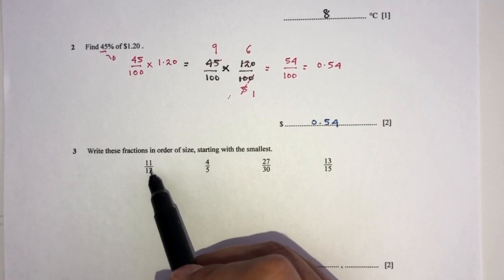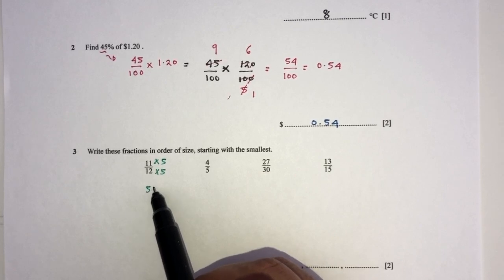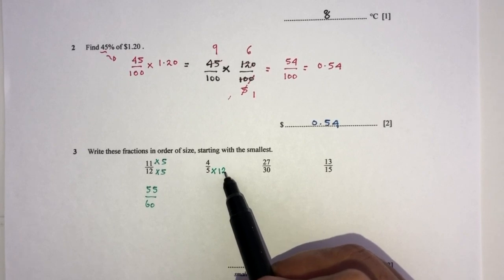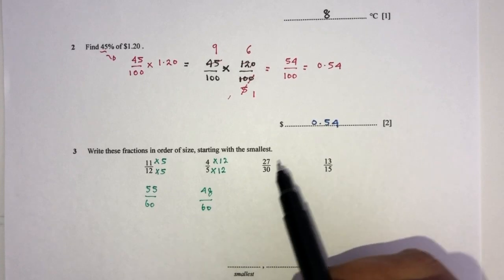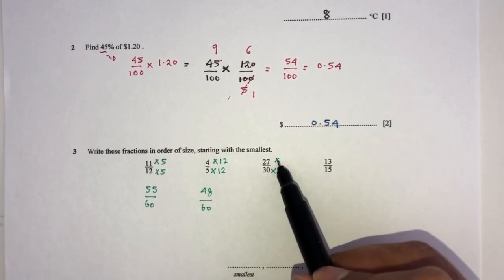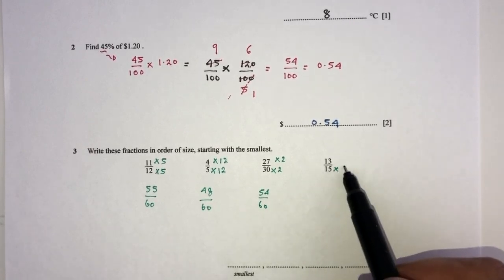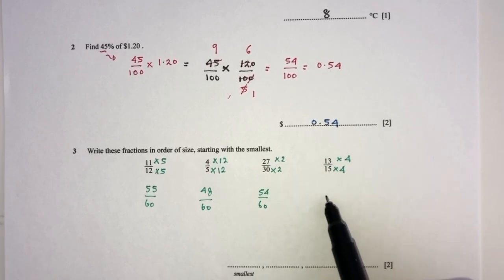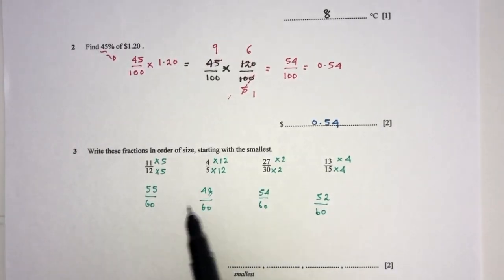So how can you change 12 to 60? Multiply by 5, multiply by 5. That will be 55 over 60. Multiply by 12. Multiply by 12, that will be 48 over 60. Multiply by 2, that should be 54 over 60. Multiply by 4, so 13 times this will be, 3 times 4 is 12, that should be 5, and that should be 60. So now, since the bases are all the same, we can compare the top easily.